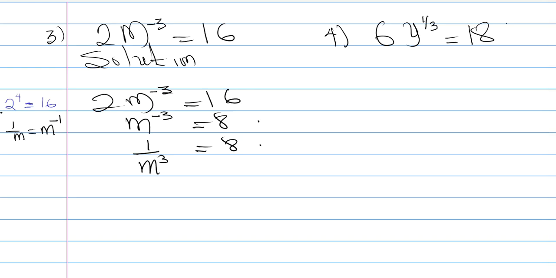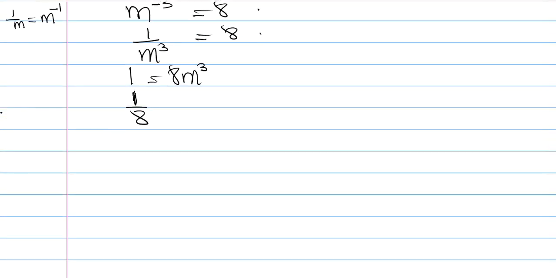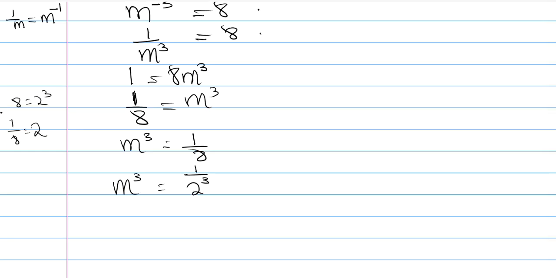Cross multiply here. So we have 1 equals 8 m cube. Dividing both sides by 8, the coefficient of m cube, we have m cube equals 1 over 8. This one can be 1 over 2 raised power 3, since 8 is 2 raised power 3. Now 1 over 8 will now be 2 raised power minus 3.